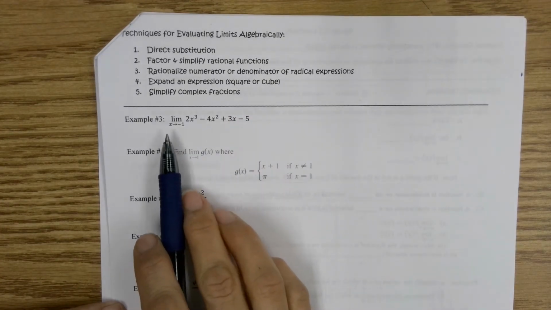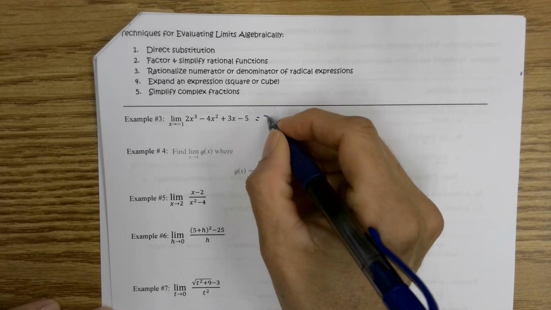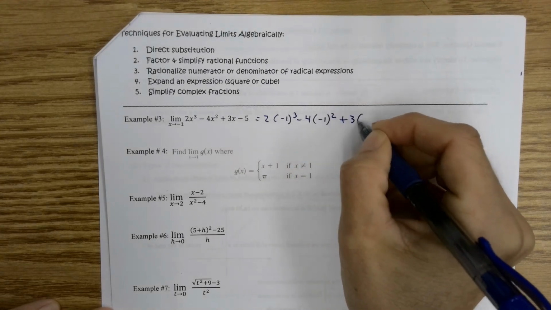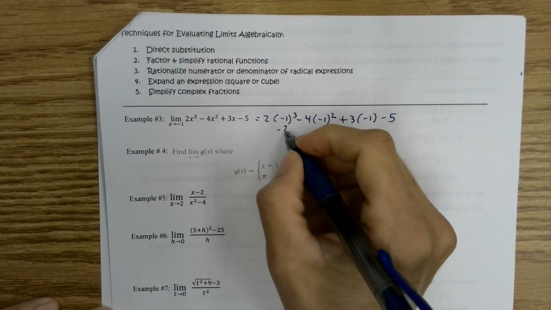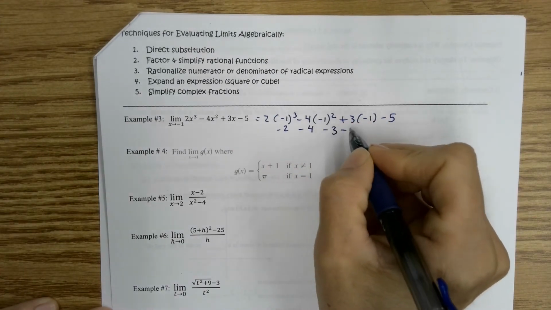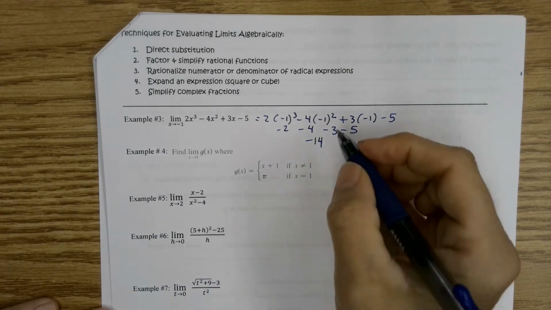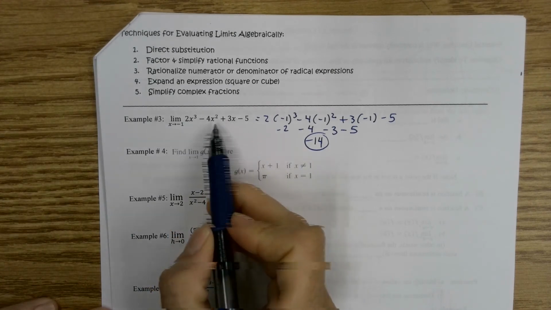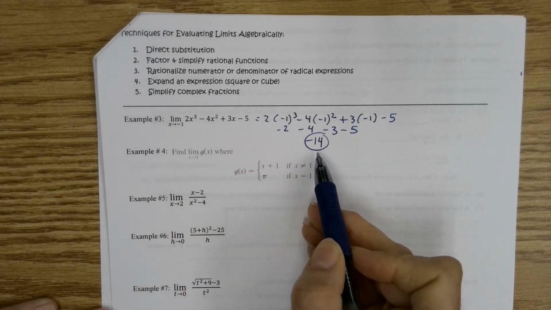So take a look at example number 3. We're finding the limit as x approaches -1. So I am literally just going to substitute -1 in here. 2 times -1 cubed minus 4 times -1 squared plus 3 times -1 minus 5. So -1 cubed is -1 times 2 is -2. -1 squared is 1 times -4 is -4 minus 3 minus 5. So that would be -14 for my answer. If you were to graph this on your calculator and observe the behavior around -1 from both the left side and the right side, our graph would be approaching -14.